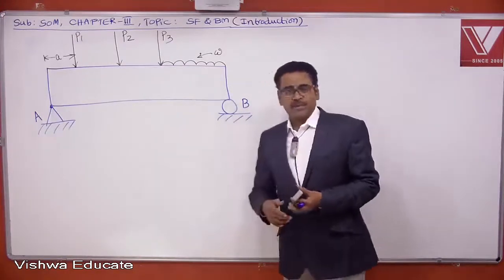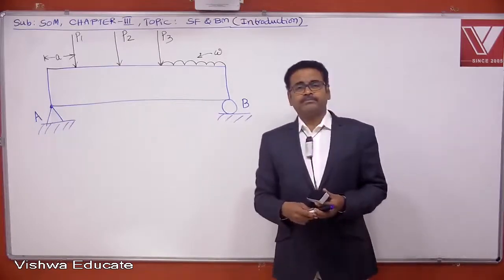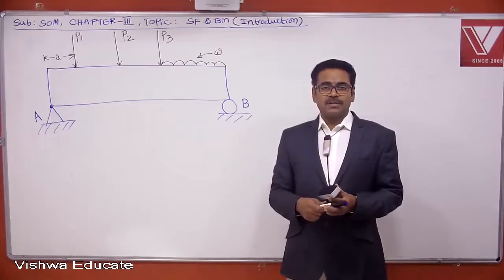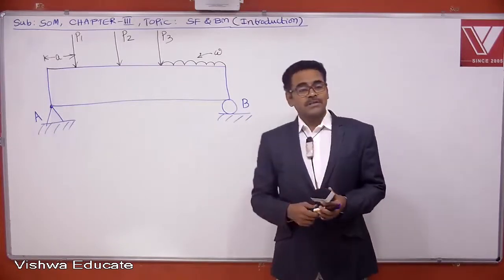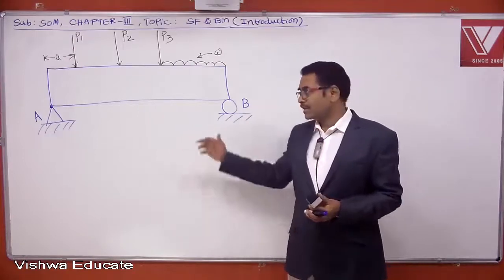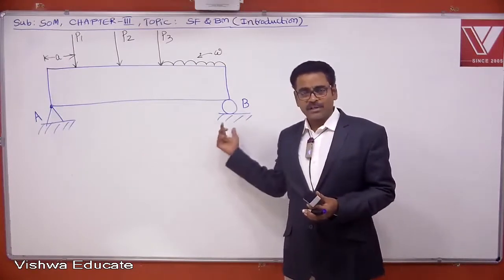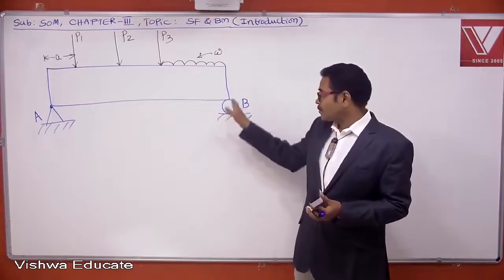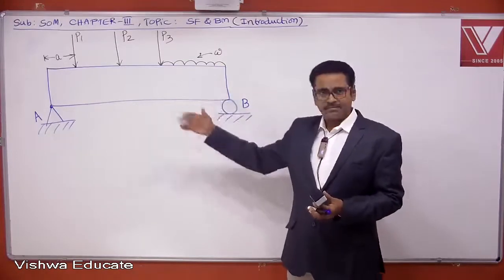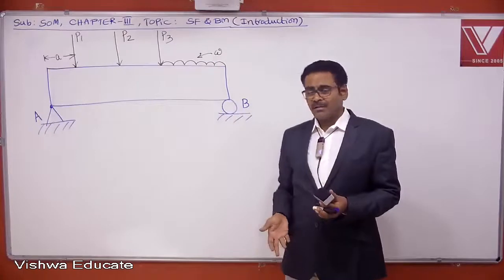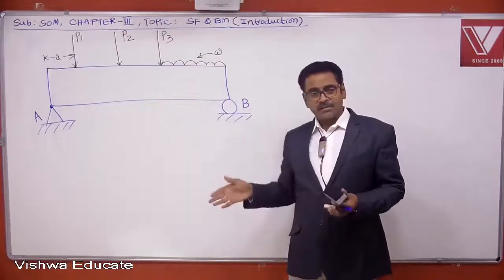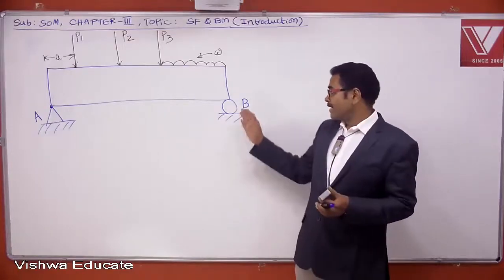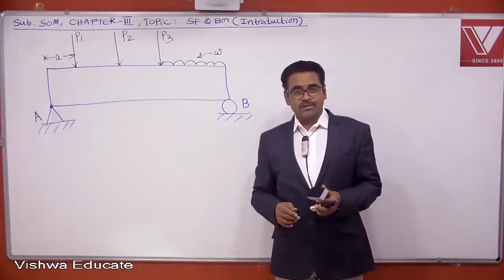So all of you please copy. Here the left support is a pin jointed support or hinge support, and the right support is a roller support. In simple beams, usually one support is a hinge support and the second support is a roller support. Why roller support? To avoid thermal stresses. If both were pin jointed supports, then in summer when the temperature is more, the beam cannot expand. In winter, when the temperature is less, the beam cannot contract. So thermal stresses will develop. To avoid thermal stresses, one of the supports will be a roller support, right?